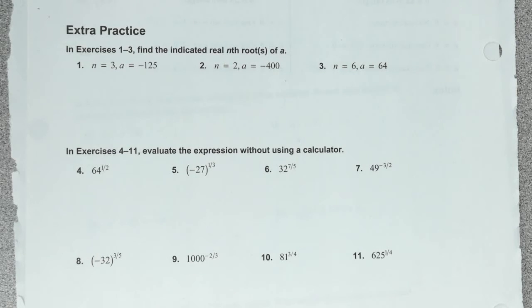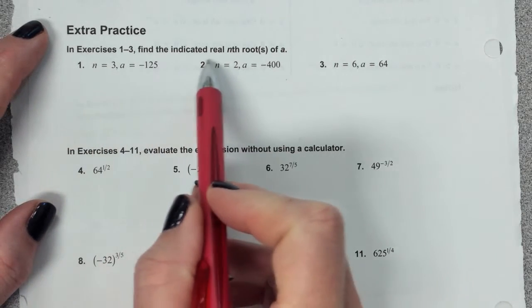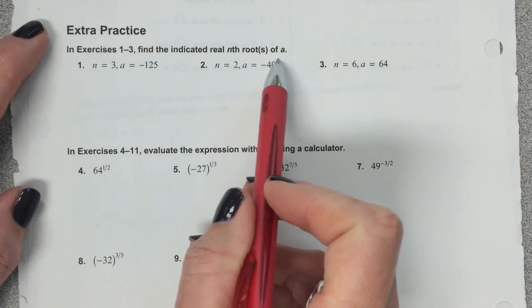Okay guys, so we're going to be talking about roots. These can be square roots, cube roots, fourth roots, lots of different ways we can talk about roots. So on the first problem here, we're just looking at page 126, number 1. It says to find the indicated real nth root of A.